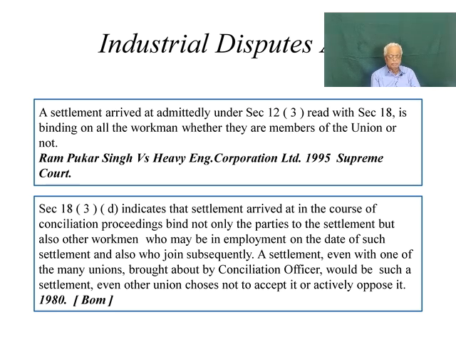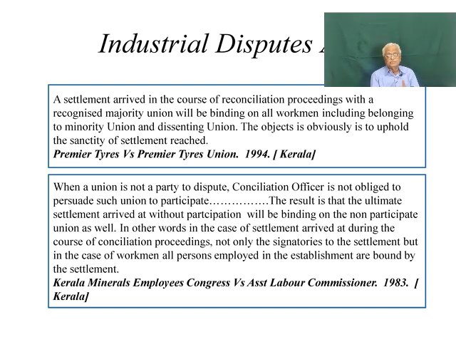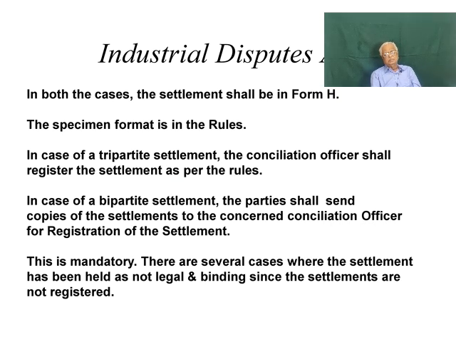Here also, in a premier case, the Kerala High Court has said that a settlement arrived at in the course of conciliation with a recognized union will be binding on all the workmen, including those belonging to the minority union and dissenting union. The objective is to uphold the sanctity of settlements, that is the spirit. This is exactly what has been held. Then of course, the procedure says that the settlement has to be in Form H, which is a standard format. In the case of a bipartite settlement, it has to be registered with the authority, otherwise it will not be treated as a valid settlement. So keep it in mind: if it is a bipartite settlement, you have to get it registered with the registering authority. If it is a tripartite agreement, nothing is needed, because you sign before the conciliation officer himself. So that is quite valid.